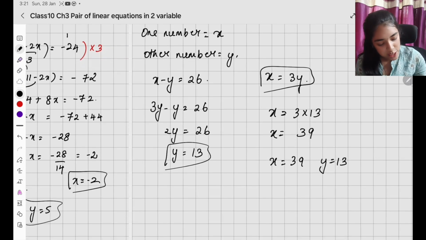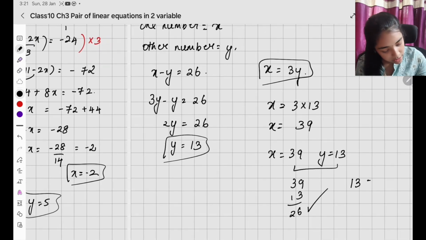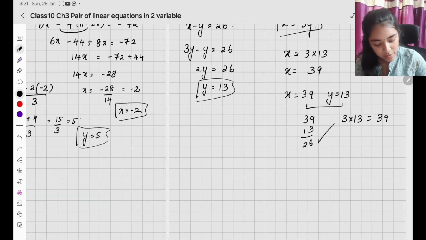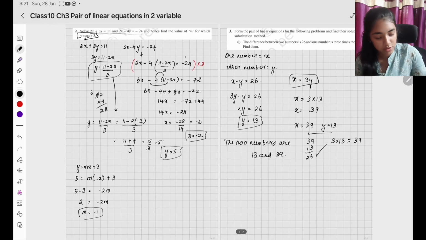Verify: the difference between two numbers is 26. 39 minus 13 is going to be 26. Hence verified. One number is 3 times the other. So if one number is 13 and the other is 39 na, the one number is going to be 3 times the other number. Correct? So hence verified. So you have the two numbers. Final answer eppadi eduthanom? The two numbers are 13 and 39. Okay, please copy.